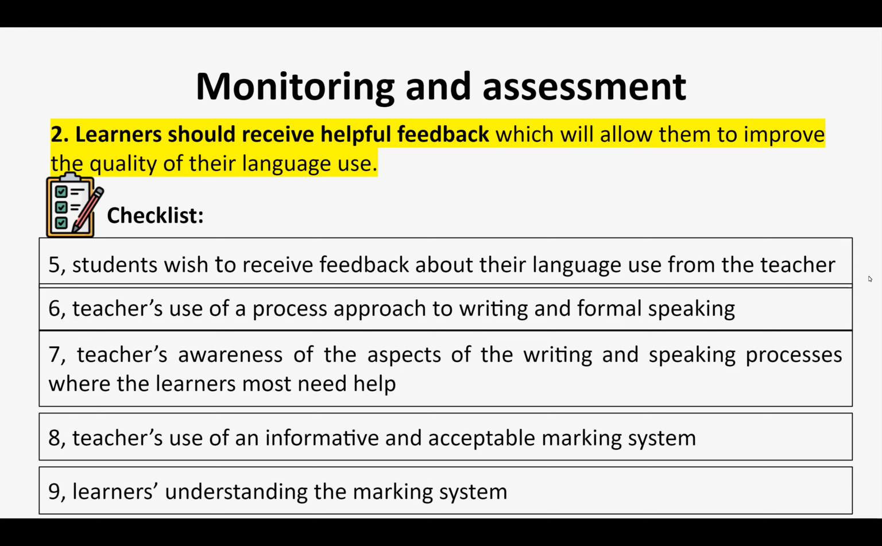Number eight, does the teacher make regular use of an informative and acceptable marking system for written work? And the last one, do learners understand the marking system and make use of the feedback? So those are the two principles, and that is also the end of the first part.